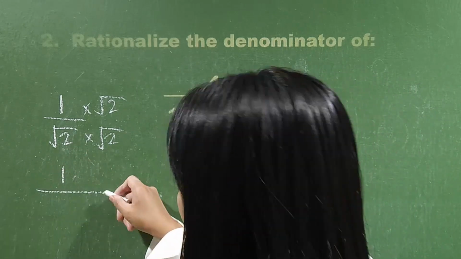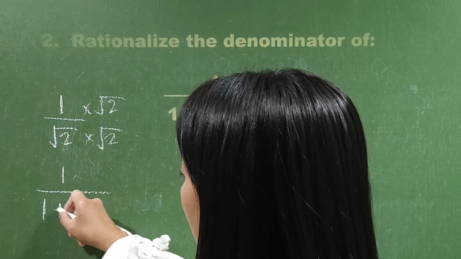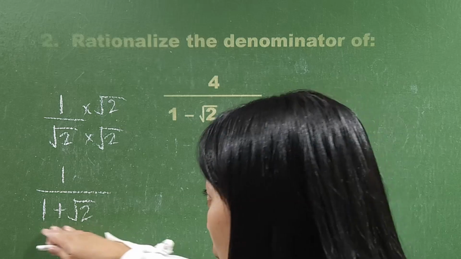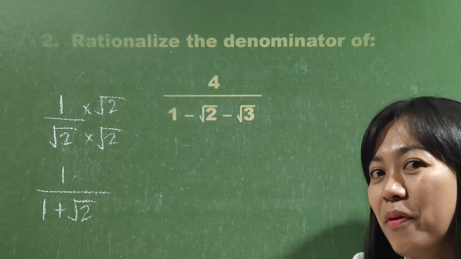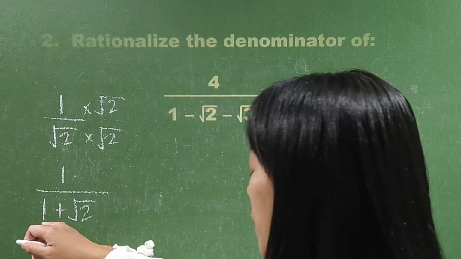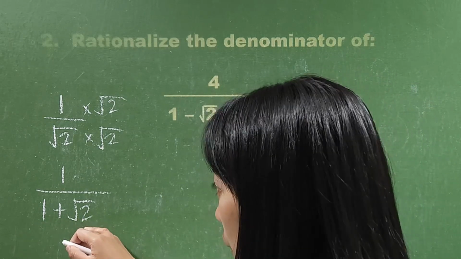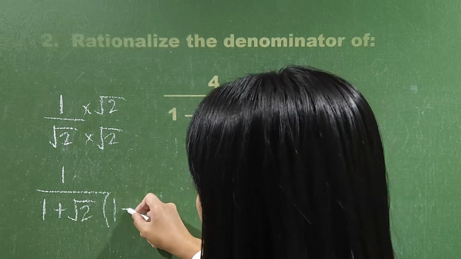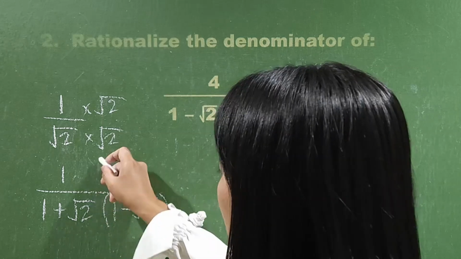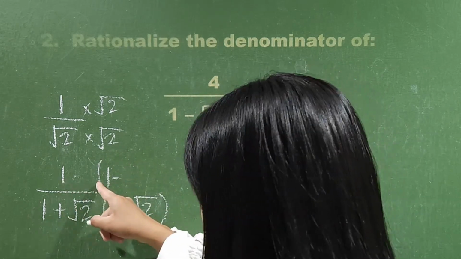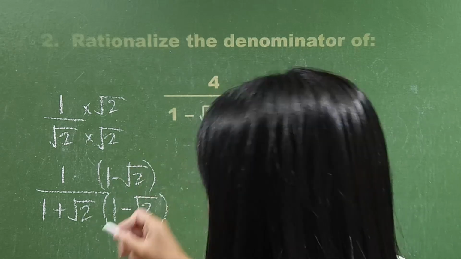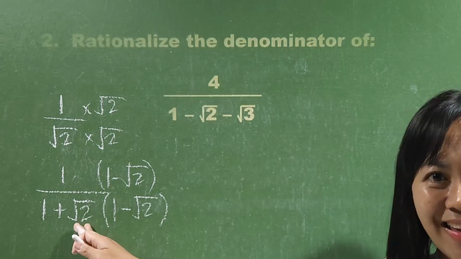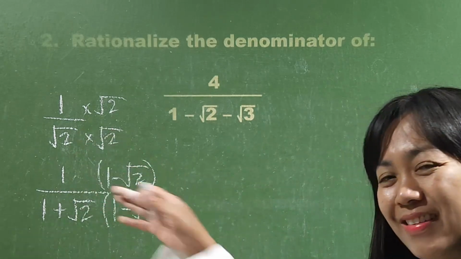If we have two terms in the denominator, like 1 over 1 plus the square root of 2, so we have two terms, we are going to use here the concept of difference of squares. So we will be multiplying this denominator by the same number but with different signs. So this is times 1 minus square root of 2. So the numerator is 1 times 1 minus the square root of 2 also. So these are the rules if we are rationalizing the denominator. We already studied this one.